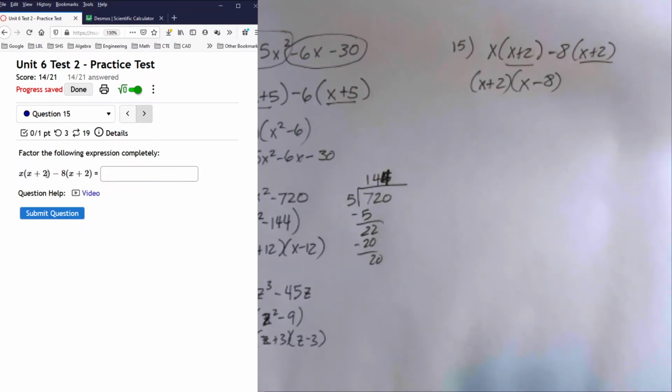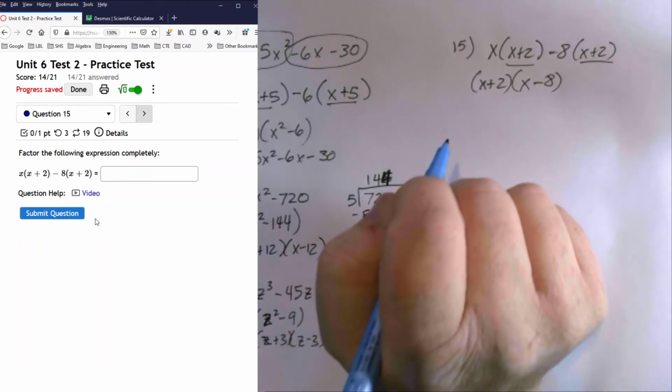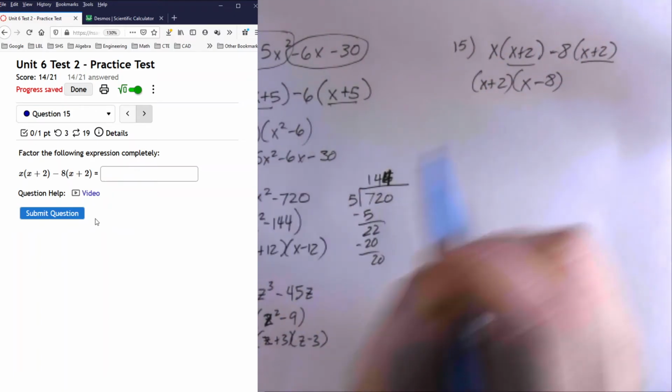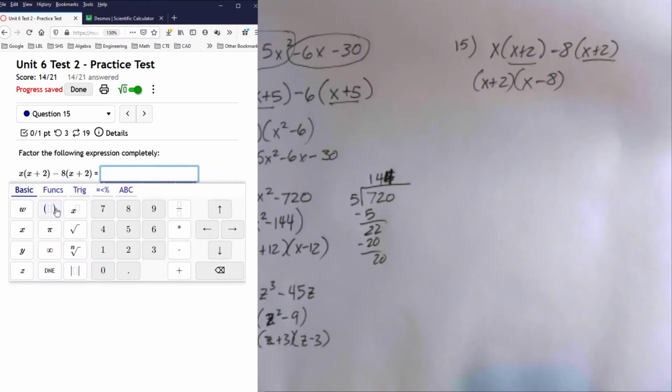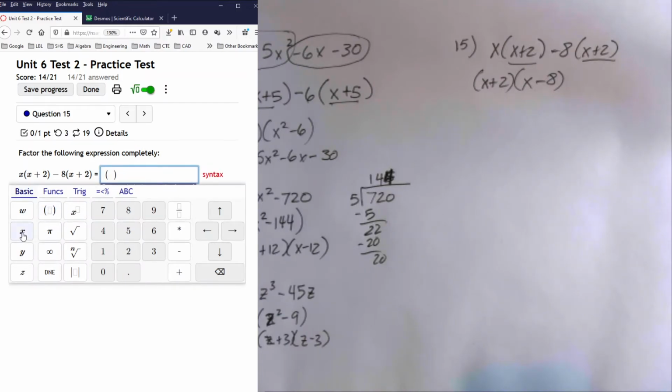Now, if you didn't see this factor by grouping here, you could actually multiply these all out, and then try to factor the result. So you could expand these, combine your like terms, simplify that, and then try to factor the result, which you'll get there. But it's a number of extra steps. So if you can see that factor by grouping there, that will save you a lot of time. So we've got x plus 2 and x minus 8.